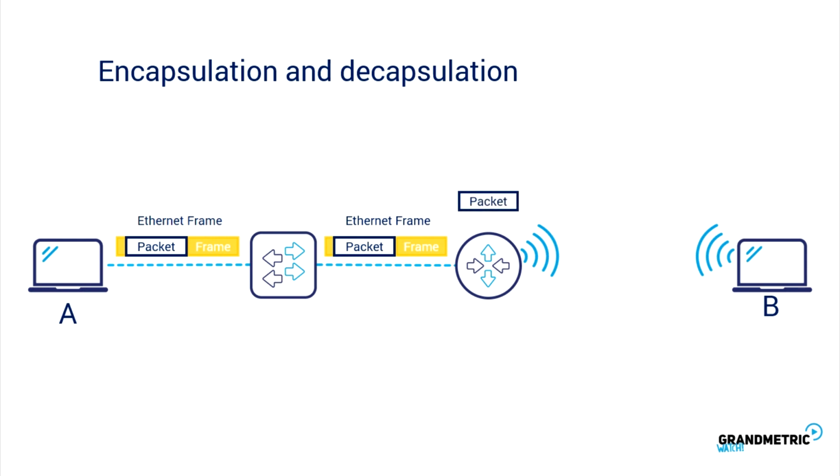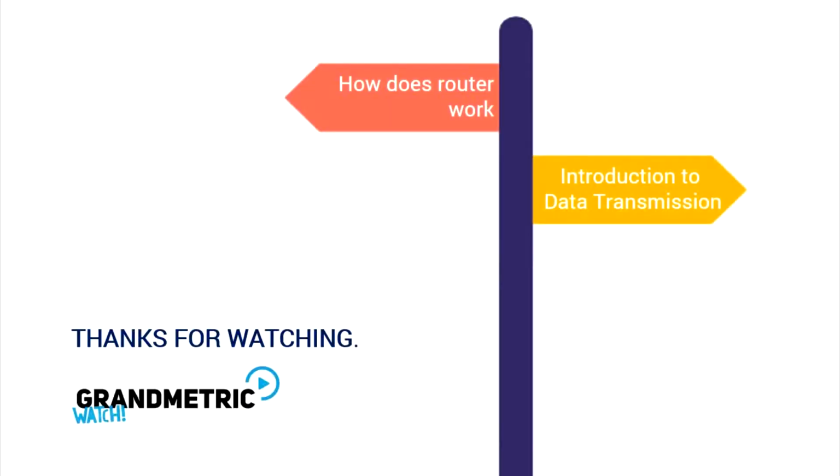As we know, the router looks into IP, so it needs to strip the frame to look into the IP address included in the packet. After choosing the right port to route the packet, it again encapsulates the packet with a frame. The Wi-Fi frame comes to device B, and this device interprets the packet.